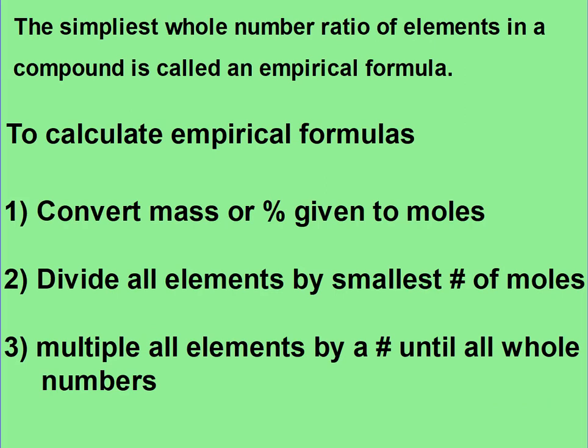To find the empirical formula, we're going to first convert the mass or percent to moles. If they give you moles, then you could skip step 1. Step 2 is divide all elements by the smallest number of moles. And finally, multiply all elements by a number until all of them are whole numbers. So convert to moles, divide by smallest, multiply till whole.